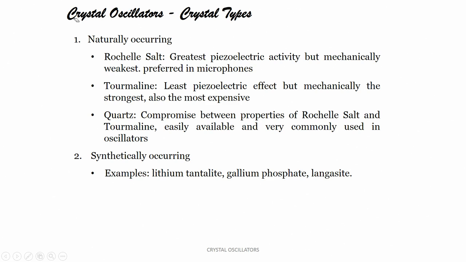Now, when I talk about crystal oscillators, what are the crystal types we have to understand, right? Then only we can see which type we can use. So when we talk about crystal types, first is naturally occurring crystals, and the second one is synthetically occurring crystals.